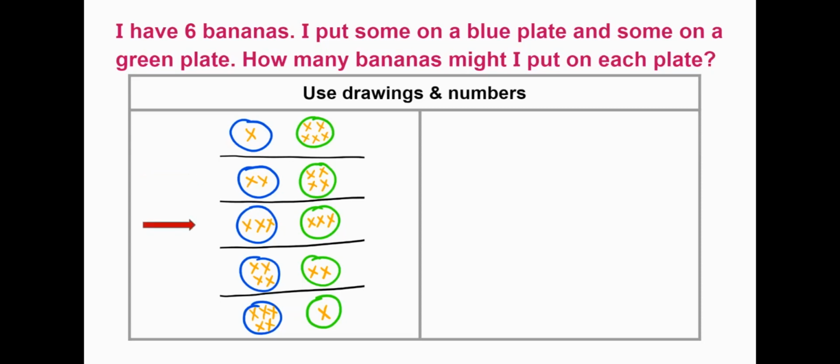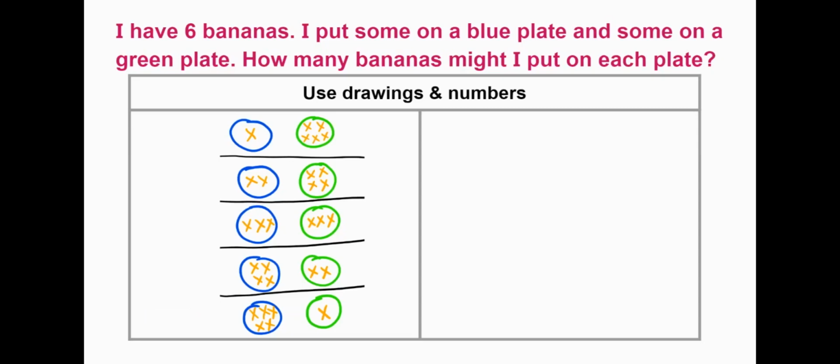Then I drew 3 on the blue plate and 3 on the green plate. I drew 4 on the blue plate and 2 on the green plate. And finally, I drew 5 bananas on the blue plate and 1 banana on the green plate.